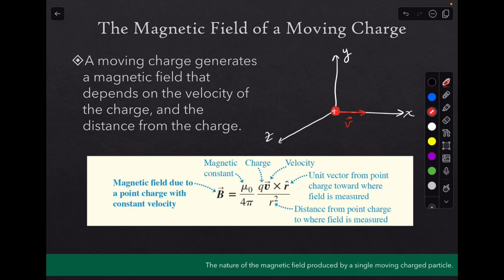So the question is, okay, this particle's moving. It's moving in the X direction. All right, what's the magnetic field that it creates? Well, the equation to determine the magnitude and direction of the magnetic field is given by mu naught over 4 pi. All right, so mu naught is the permeability of free space.